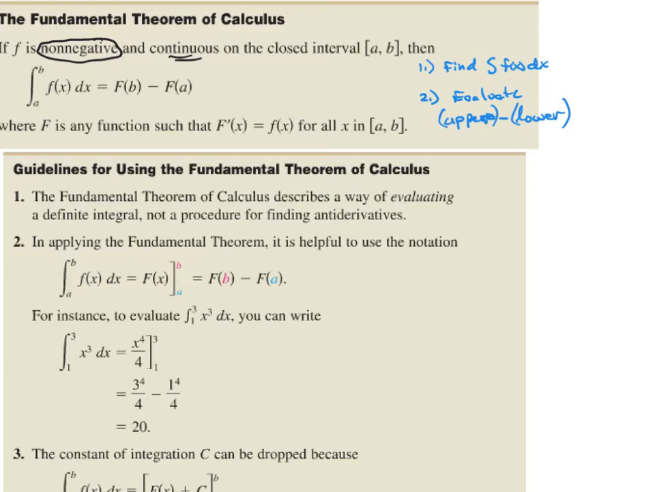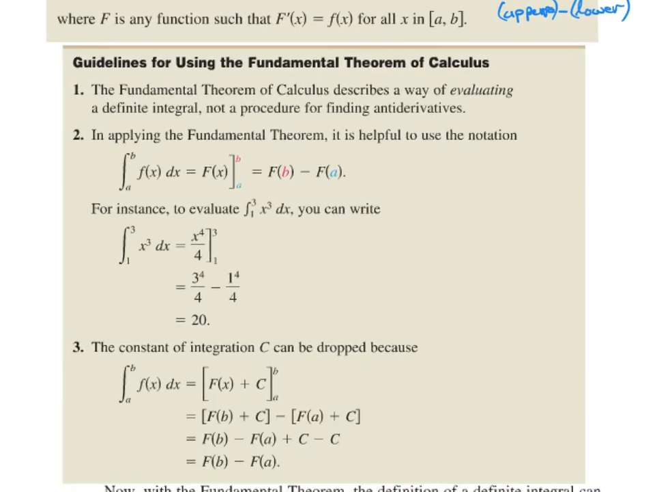It says guidelines for using the fundamental theorem of calculus. The fundamental theorem of calculus describes a way of evaluating a definite integral, not a procedure for finding antiderivatives. So what they're saying there is you need to use indefinite integration, all the different rules that we've learned, for figuring it out. All the fundamental theorem of calculus says is to find the area beneath the curve from A to B, plug in B first and plug in A second into the antiderivative, but it doesn't tell you how to find that antiderivative.